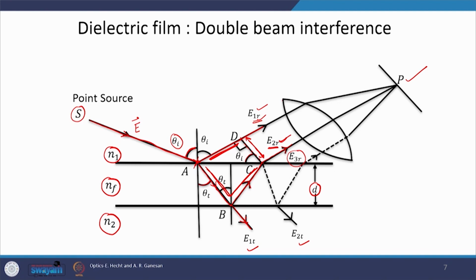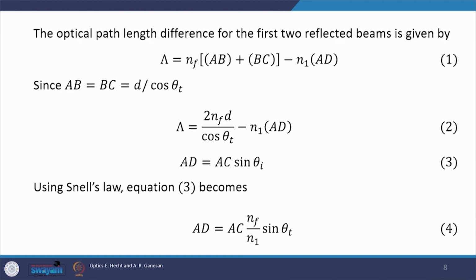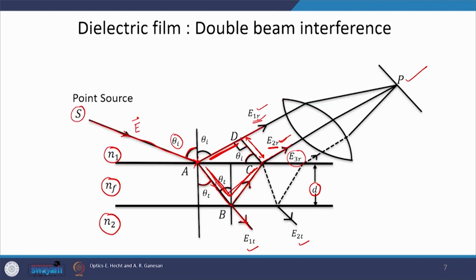Now, to calculate the path difference, we will have to subtract these two optical path lengths, and this is what is being done here. The optical path length difference for the first two reflected beams is given by AB plus BC, which is nothing but this path AB plus BC. This is the extra path which the second ray is travelling within the film.